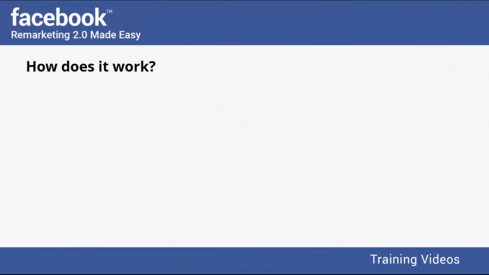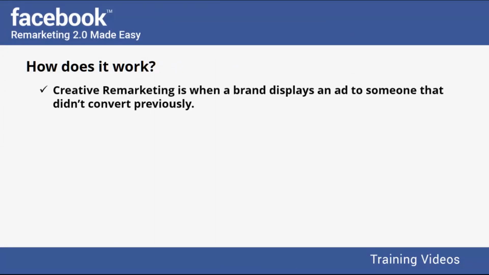How does it work? Remarketing can be presented in different ways. Creative remarketing is when a brand displays an ad to someone that didn't convert previously. The strategy of the advertiser in this case will be to take another shot with a more creative and better ad than before with the objective to convert this person.